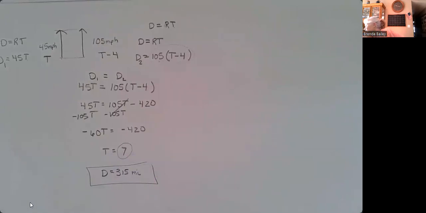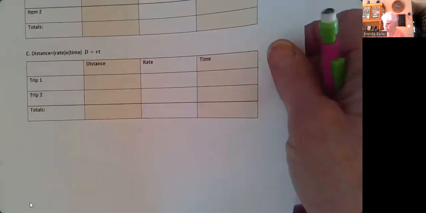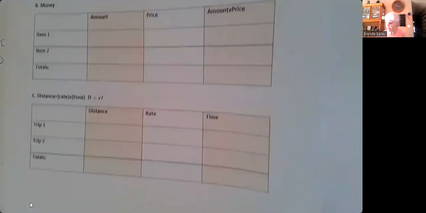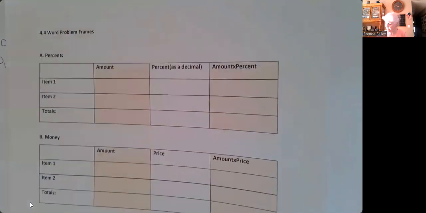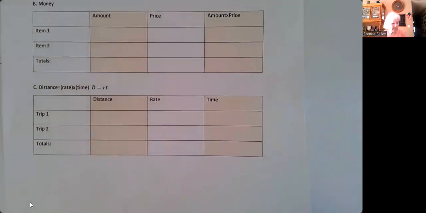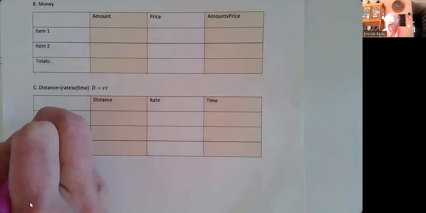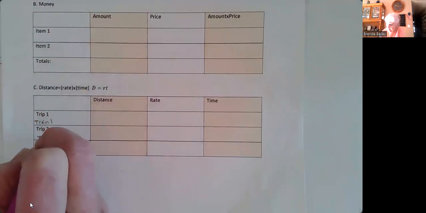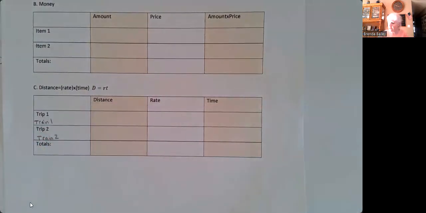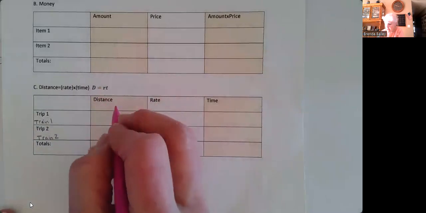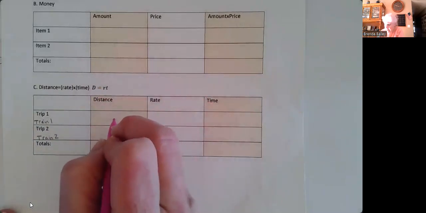All right, I am going to fill in the chart. Some of you may be used to the chart, so we'll use the chart, these word problem frames. This is called word problem frames. You can use these with percents, with money, to come up with your equations. So looking at this, instead of trip 1, we can call it train 1 and train 2. Whenever you're dealing with miles per hour, you'll always be looking at this equation somehow. Now, the distance of train 1, we weren't really sure, so you can call it X or D. We can just call it D.